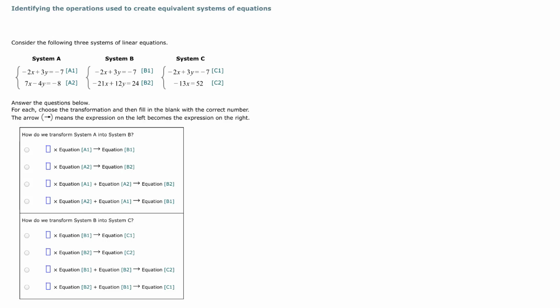We're going to consider system A. So system A says negative 2x plus 3y is equal to negative 7. And I am going to give you a hint here. Since you're going to be working with matrices soon, I highly recommend that you work down. So there's system A, and we want to know how do we get from system A to system B.